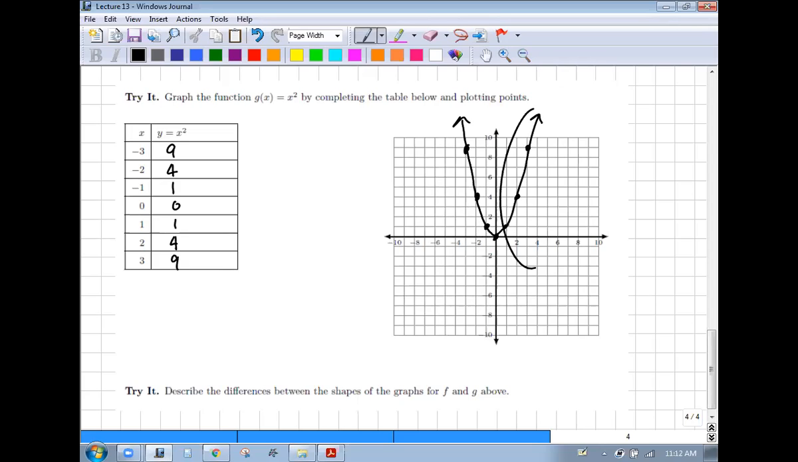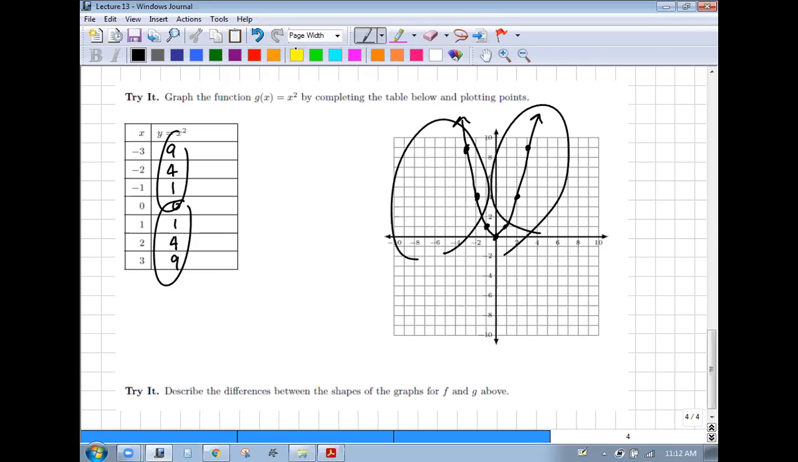We found that the right side looks exactly like the left side. That's because if you square a negative number, you get a positive number. So these numbers are the same as these numbers, okay? It means the stuff on the left looks like the stuff on the right. So this is your most simplest quadratic, x squared.